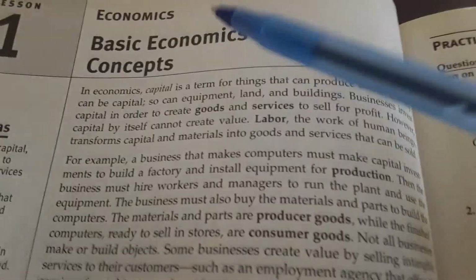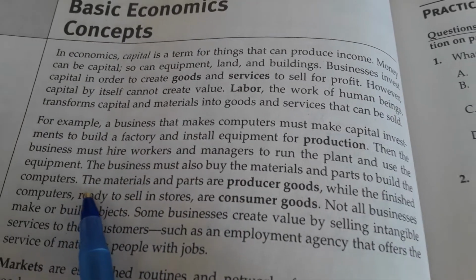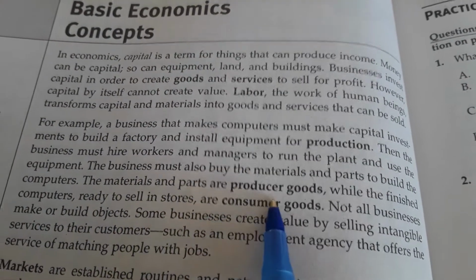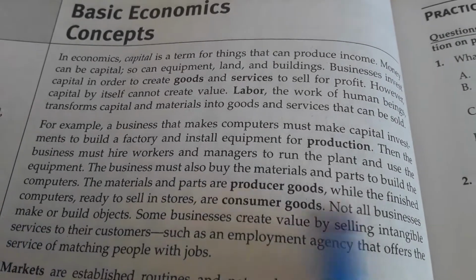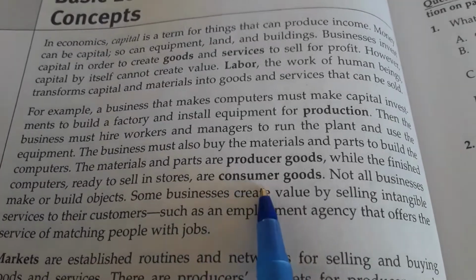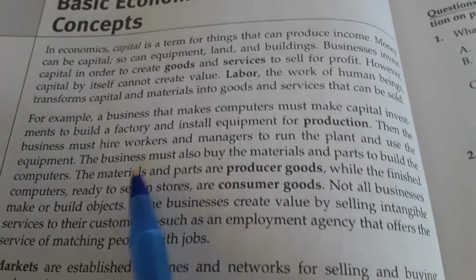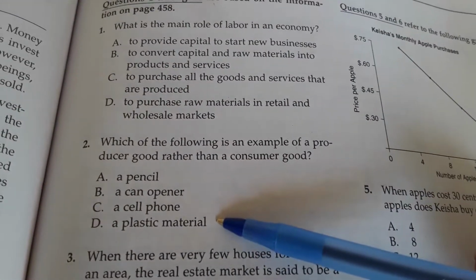So again, I'm going back over here and I spy the word producer good. It says the materials and parts are producer goods, while the finished computer ready to sell in stores are consumer goods. Okay, so producer goods is the parts and materials. There, answered everything for me. So when I go back over here, D would be my correct answer.